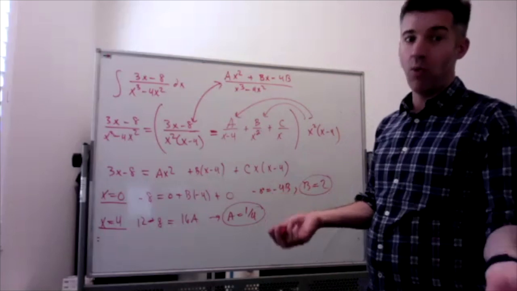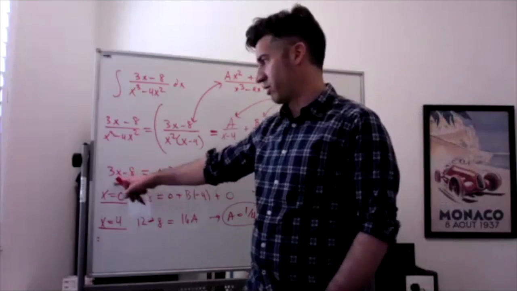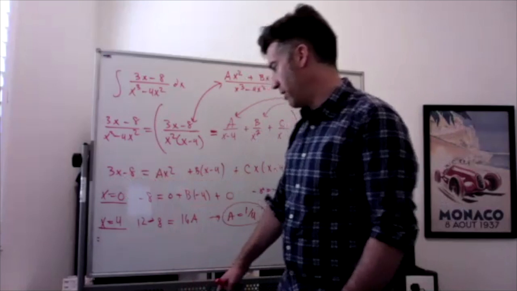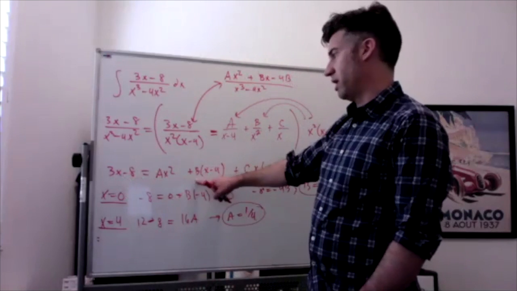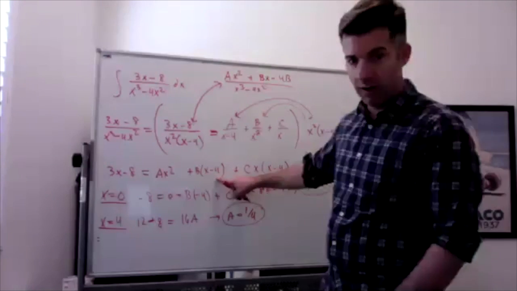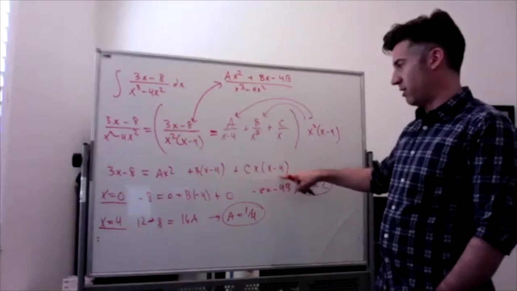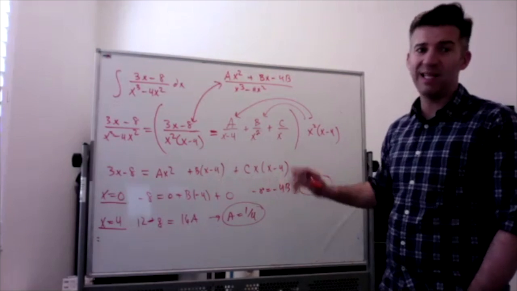So you can pick x equal to 1. You can plug it in, like 3 minus 8 is negative 5. And then you're going to have 1/4 times 1 plus 2 times 1 minus 4 plus c times 1 times 1 minus 4, and you can solve for c. That's not the way I prefer to do it, though.